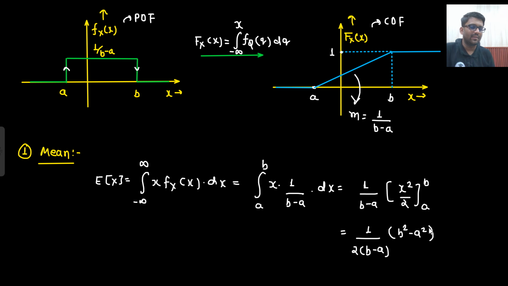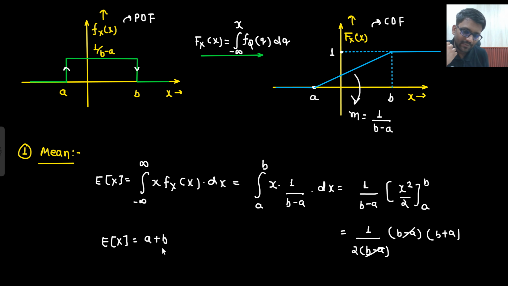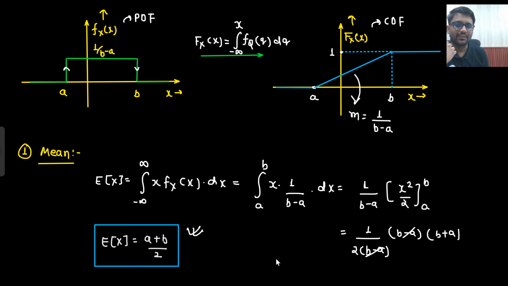So how will you open it up? b square minus a square opens as b minus a into b plus a. And here you can see that this b minus a and b minus a get cancelled. So expectation of x comes out to be a plus b by 2. So this is your expectation of x, a plus b by 2.